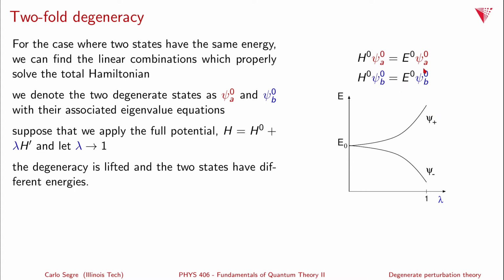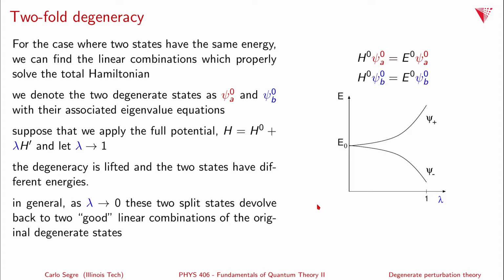But it's not necessarily psi A and psi B. You have to find what combination of psi A and psi B will give you the psi plus and psi minus that give you the proper orthogonal split states in energy. In general, if you postulate that you start with a good state up here and a good state here that are orthogonal to each other and have different energies, as you evolve them back, where lambda goes from 1 back to 0, then these two states will end up in two good linear combinations of the original degenerate states that can be solved by perturbation theory.